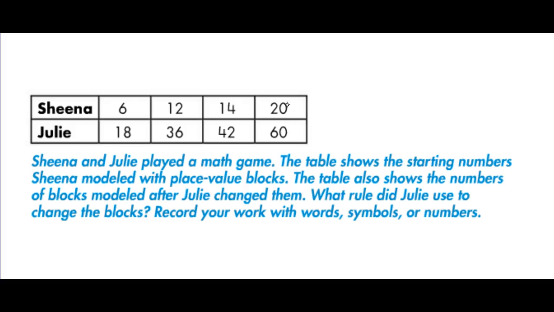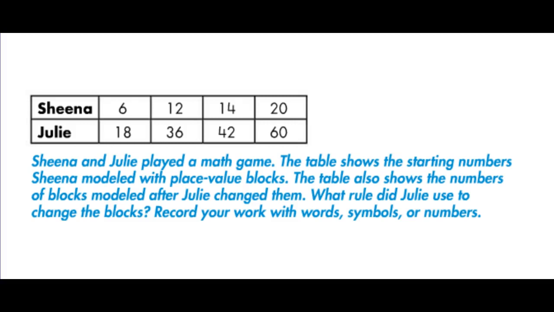So 6 to 18, Sheena's number is getting bigger. So we have two choices, either addition or multiplication. So we have to look for a consistent pattern. So 6 plus 12 is 18. So if I look over here, 12 plus 12 isn't 36. So it's not adding 12. And also 14 plus 12 is not 42. And 20 plus 12 is not 60. So the pattern is not an addition pattern this time.